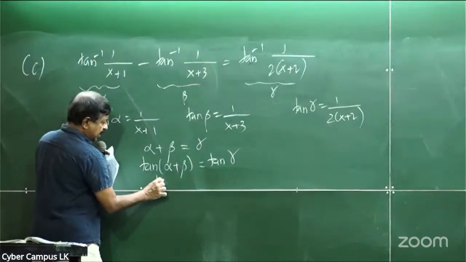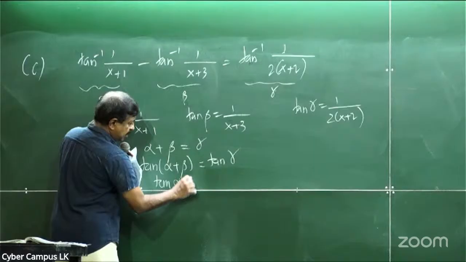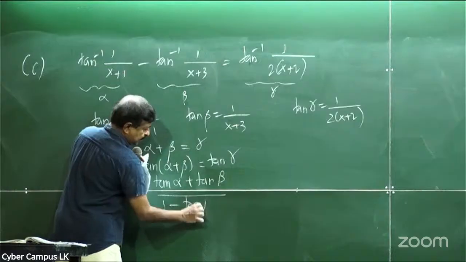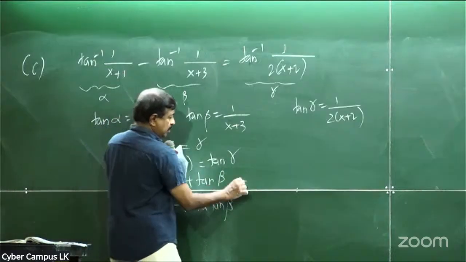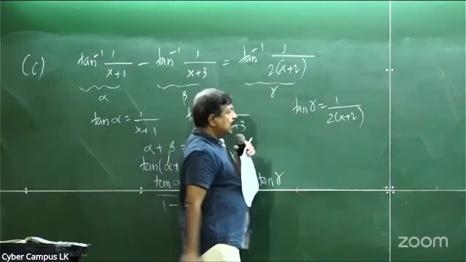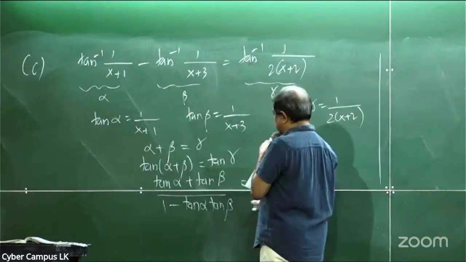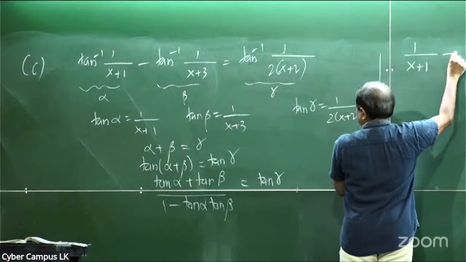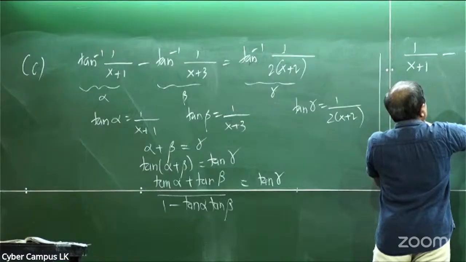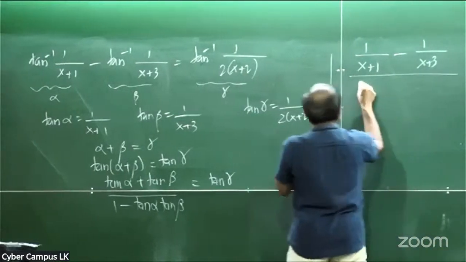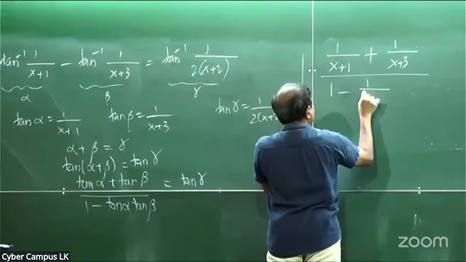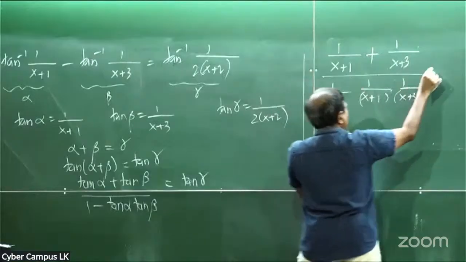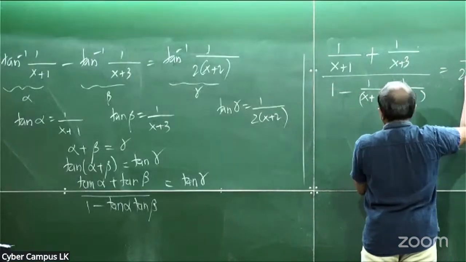This side you get tan alpha plus tan beta over... now we'll plug in these expressions. Tan alpha is 1 over x plus 1. This is 1 over x plus 3. This side you get 1 over 2 times x plus 2.